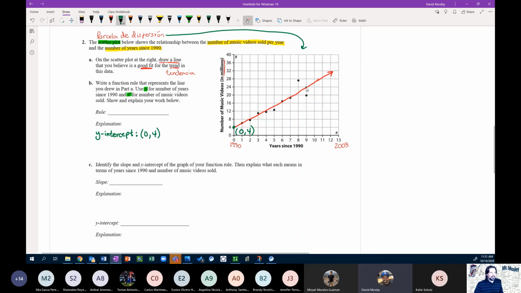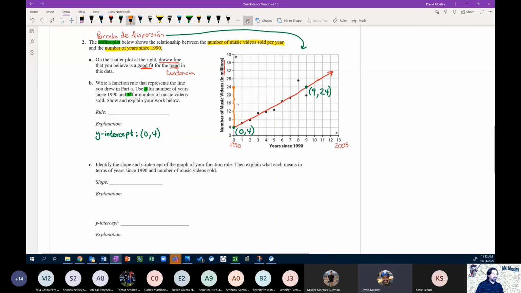So I can pick this one, right? Because this one I can see what numbers go with it easier. So this is at coordinates 9, 24. So we need to find the rate of change, or the slope, right? So let's look at the change in y first. We go up from 4 to 24.